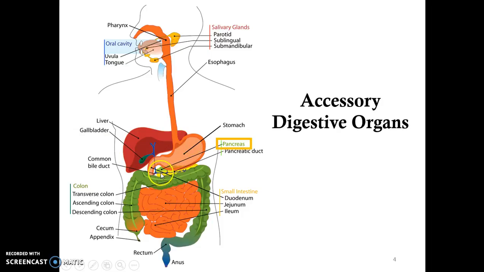Finally, we have the pancreas, which is this banana-shaped organ behind the stomach, and this secretes pancreatic juices. What's in these juices? Primarily, digestive enzymes compose the pancreatic juices, and these enzymes get secreted into the stomach and into the small intestine to help with digestion.